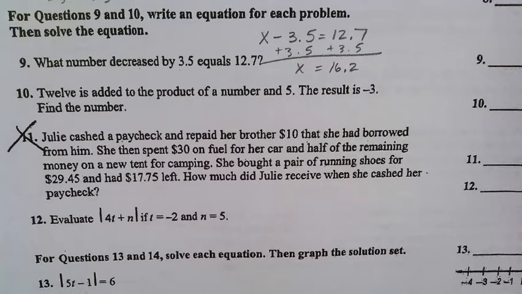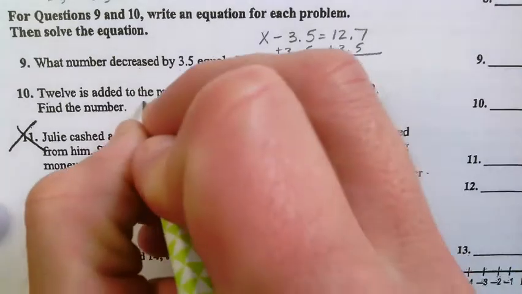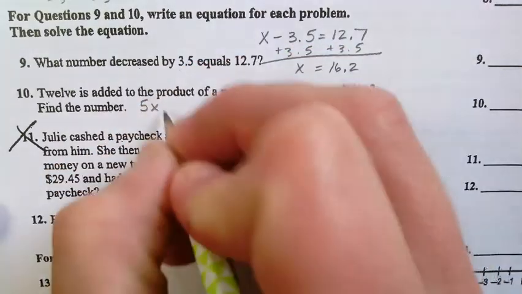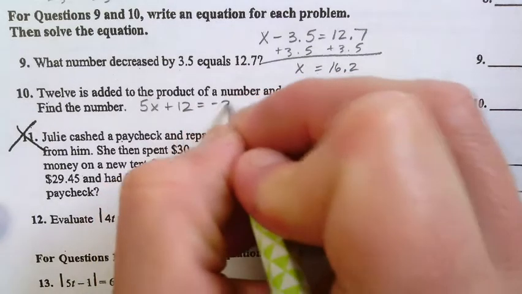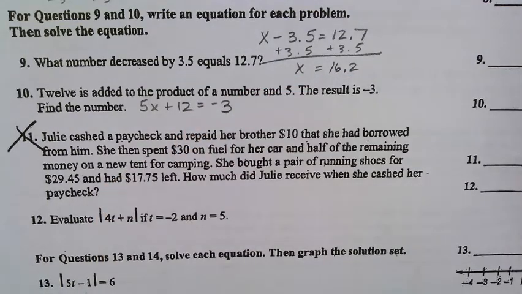The next one, 12 is added to the product of a number and 5. I'm going to say the product of a number and 5, and we're adding 12. The result is negative 3. Okay, hopefully that makes sense to you as I write that down.